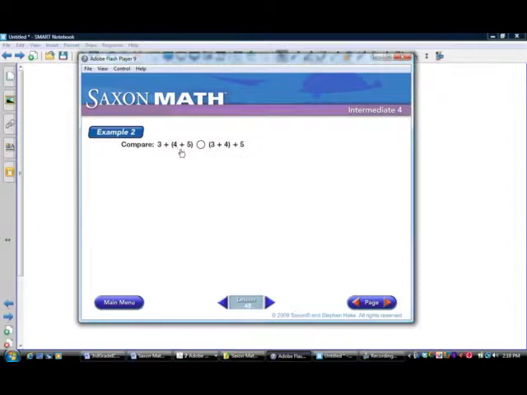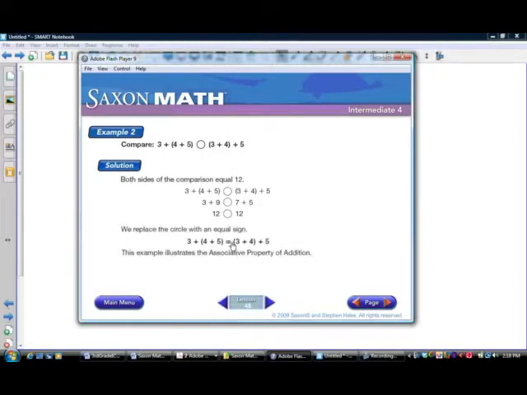This side is 12. Okay, now let's come to this side, and we have to do this part first. 3 plus 4, that's 7, right? Plus 5, that would be 12. So what comparison symbol goes in the middle? It's an equal sign. And this is called the associative property of addition.